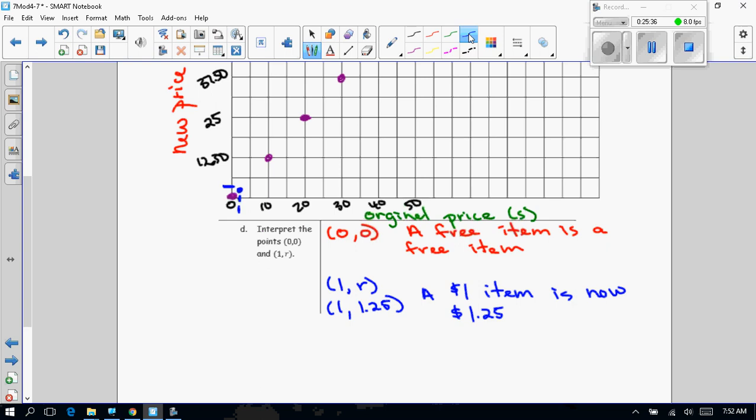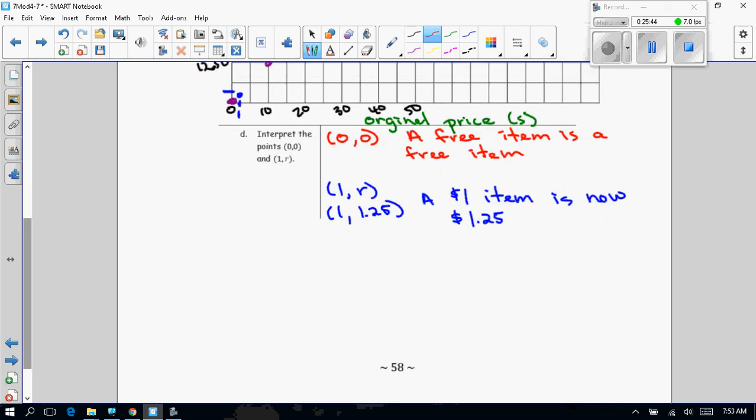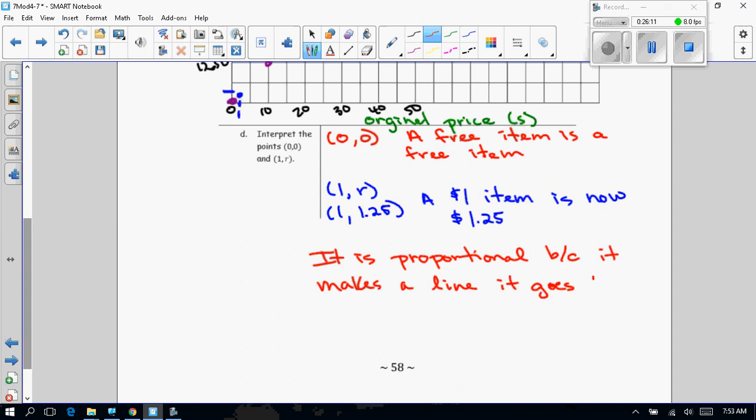I'm going to ask you one more question. Is this a proportional relationship? Let's go way back. Can we remember? It is proportional. Do we remember why, though? Because there are two things going on in that graph. One, it makes a line. And what's the second thing? It goes through, yep, that's right, 0, 0. Those are the two reasons I know that that's proportional.